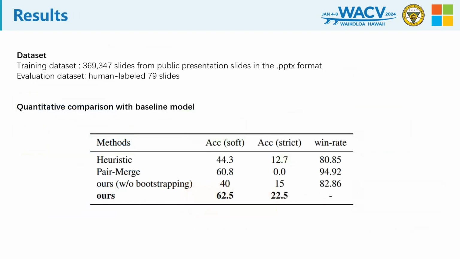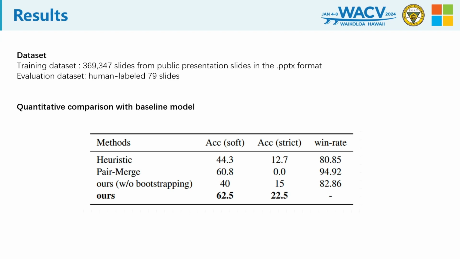We collected a large-scale dataset of public presentation slides in the PPTX format for training our model. After filtering, our final training dataset consists of 369,347 slides. For evaluation, we created a human-labeled dataset consisting of 79 slides.